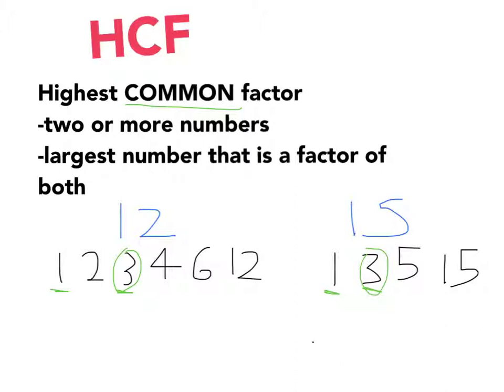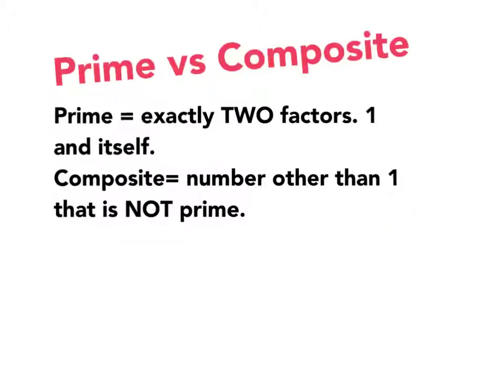When working out lowest common multiples and highest common factors, until you get used to it, writing them out this way is the best way to work them out. Okay, that's lowest common multiples, then highest common factors. What else do we need to know?